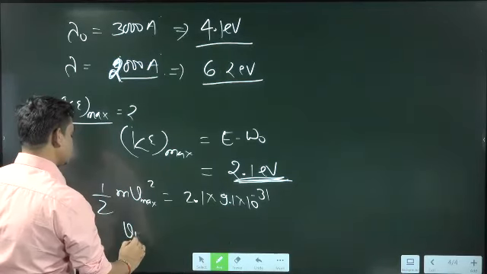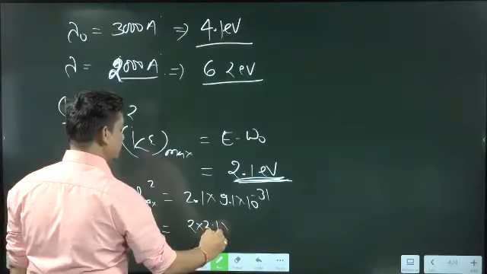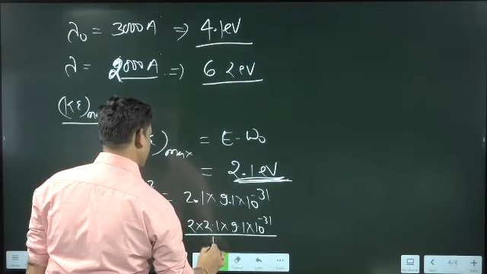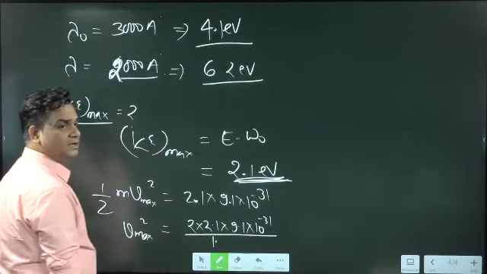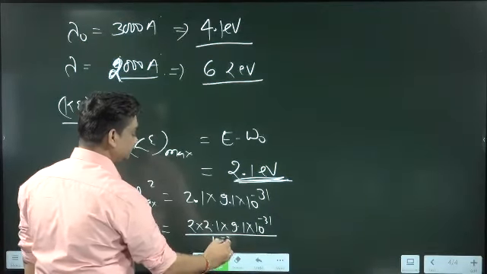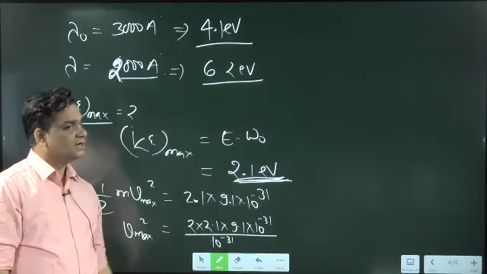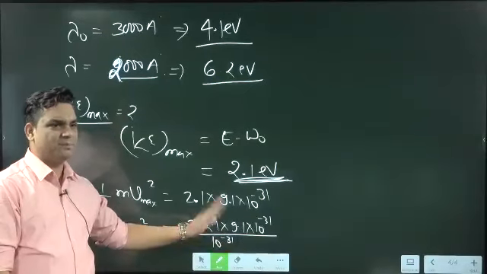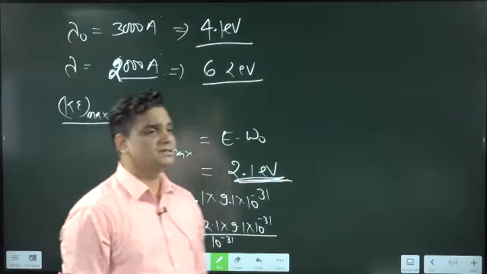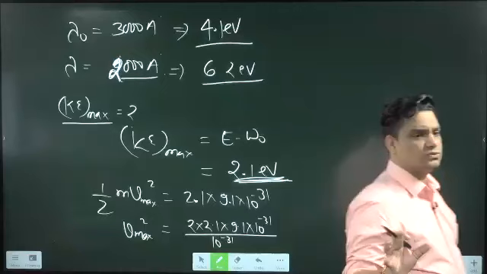So v max squared equals 2 multiplied by 2.1 into the charge, divided by the mass of the electron. The mass of the electron is 9.1 into 10 power minus 31. Then we can do an approximate calculation, taking this 9.1 as 9 and this 2.1 as 2.